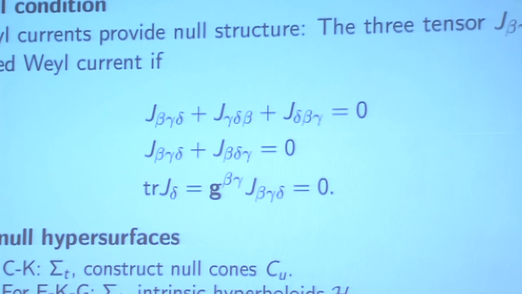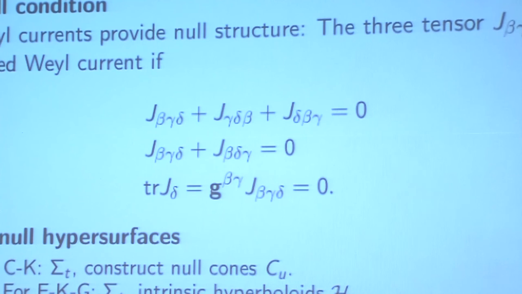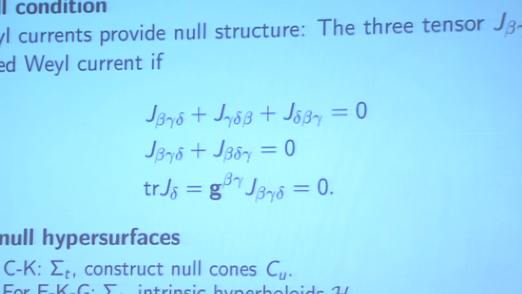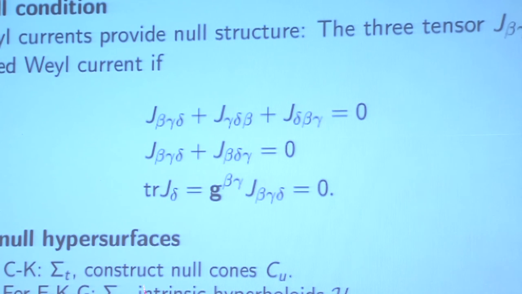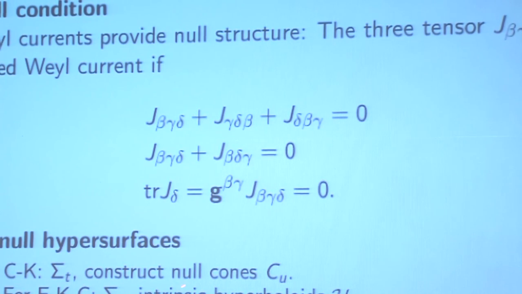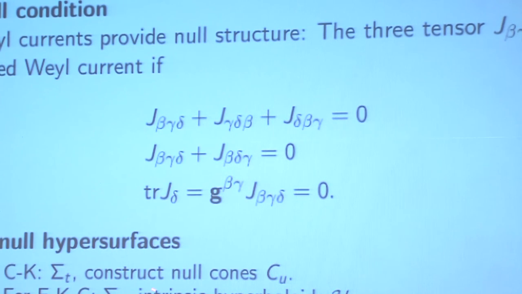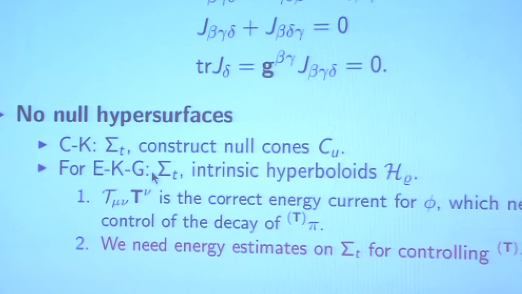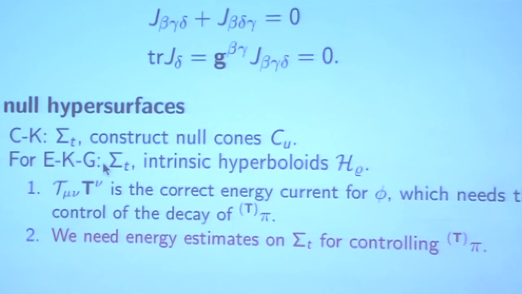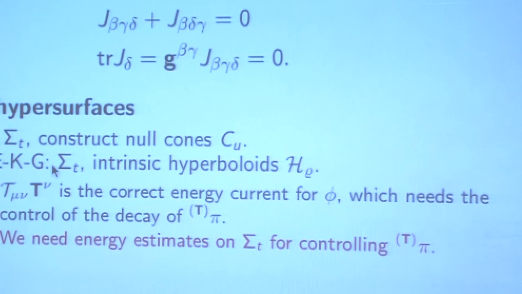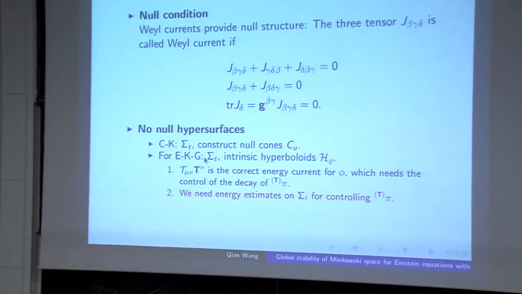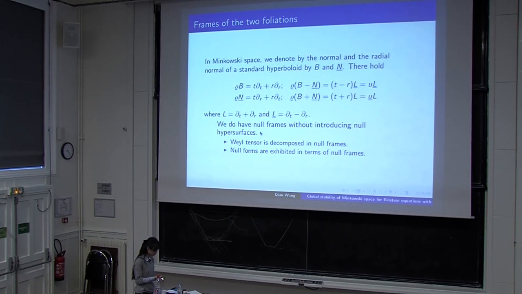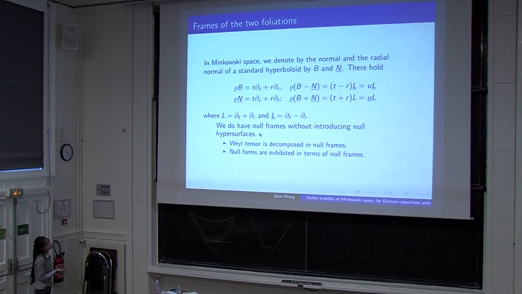The thing is, if you have the null condition, but you have no null hypersurface in this, we don't have a null hypersurface in our work. In Klainerman-Christodoulou, you have two parts: one is symmetry, one is the null cone. In our work, one part is symmetry, one part is the hyperboloidal foliation. So we replace the intrinsic null cone by intrinsic hyperboloids. Certainly, if there is no null hypersurface, the question is, where is your null frame? If there is no null frame, how do you play with your null condition? So the null frame can still be recovered.